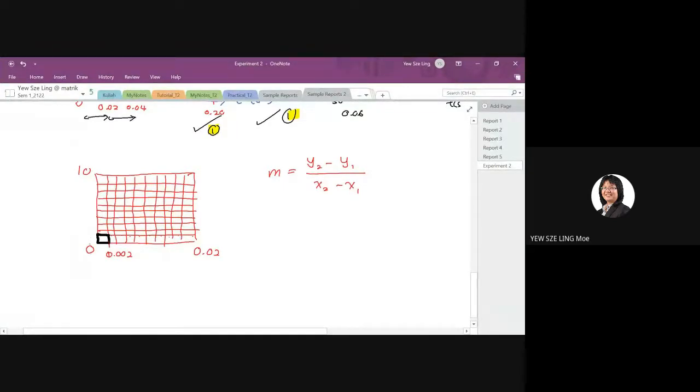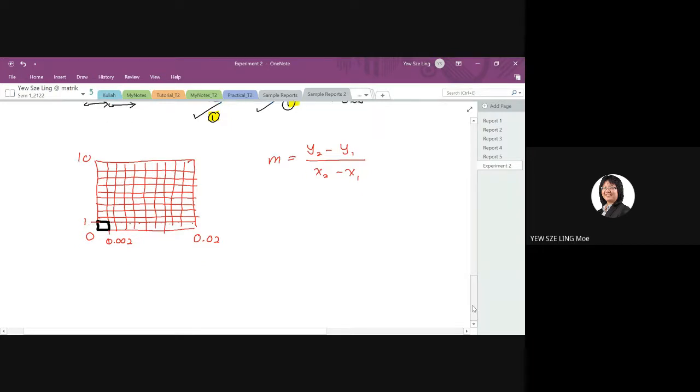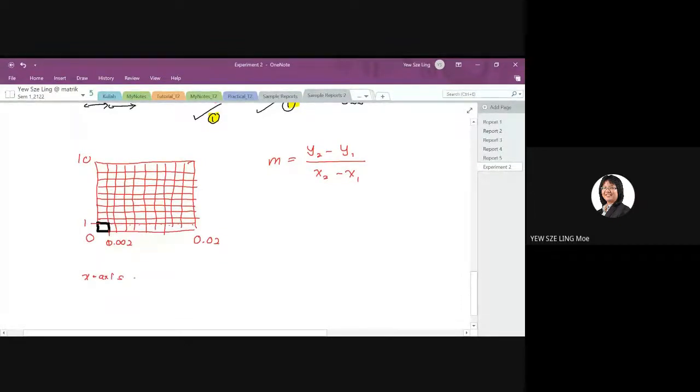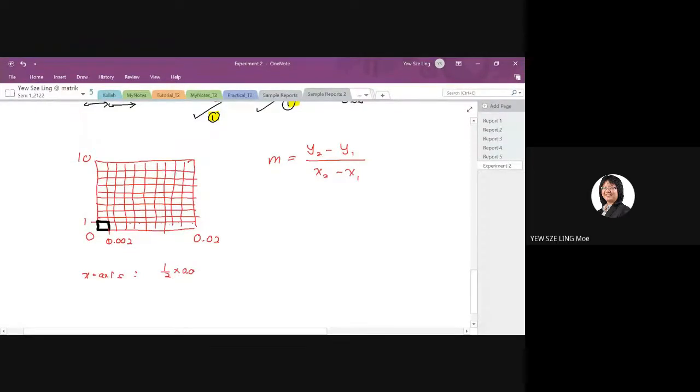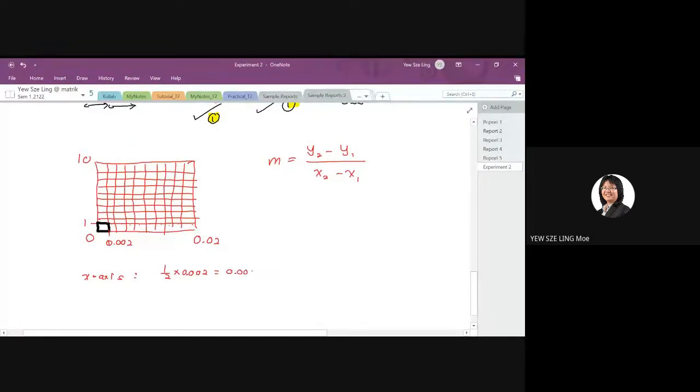For the y-axis, 10 boxes represent 10, so this one small box represents 1. So the smallest box for the x-axis represents 0.002, and the smallest box for the y-axis represents 1. But the values that we can read from the graph paper are actually half of the smallest box. For the x-axis, we can read up to half of the smallest value, which is half of 0.002, equal to 0.001.